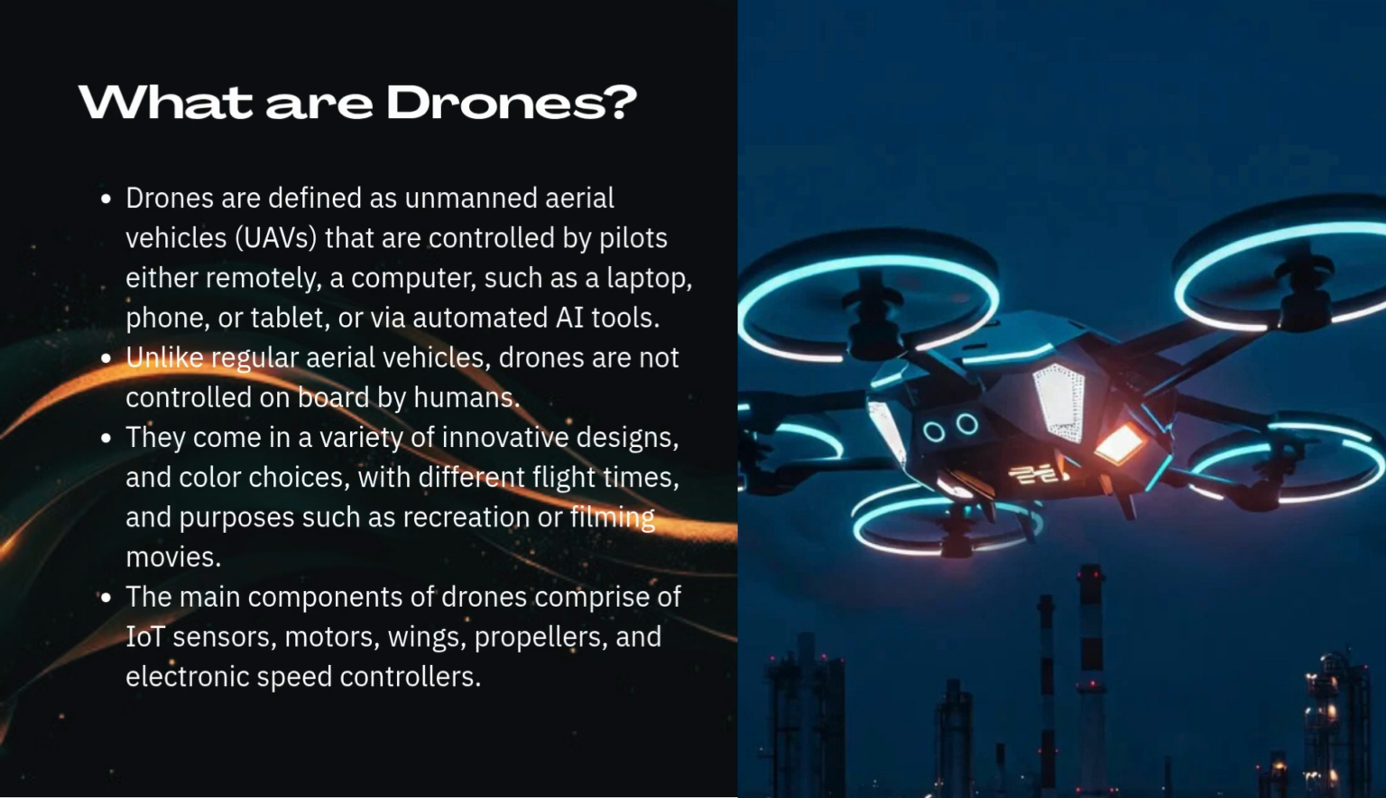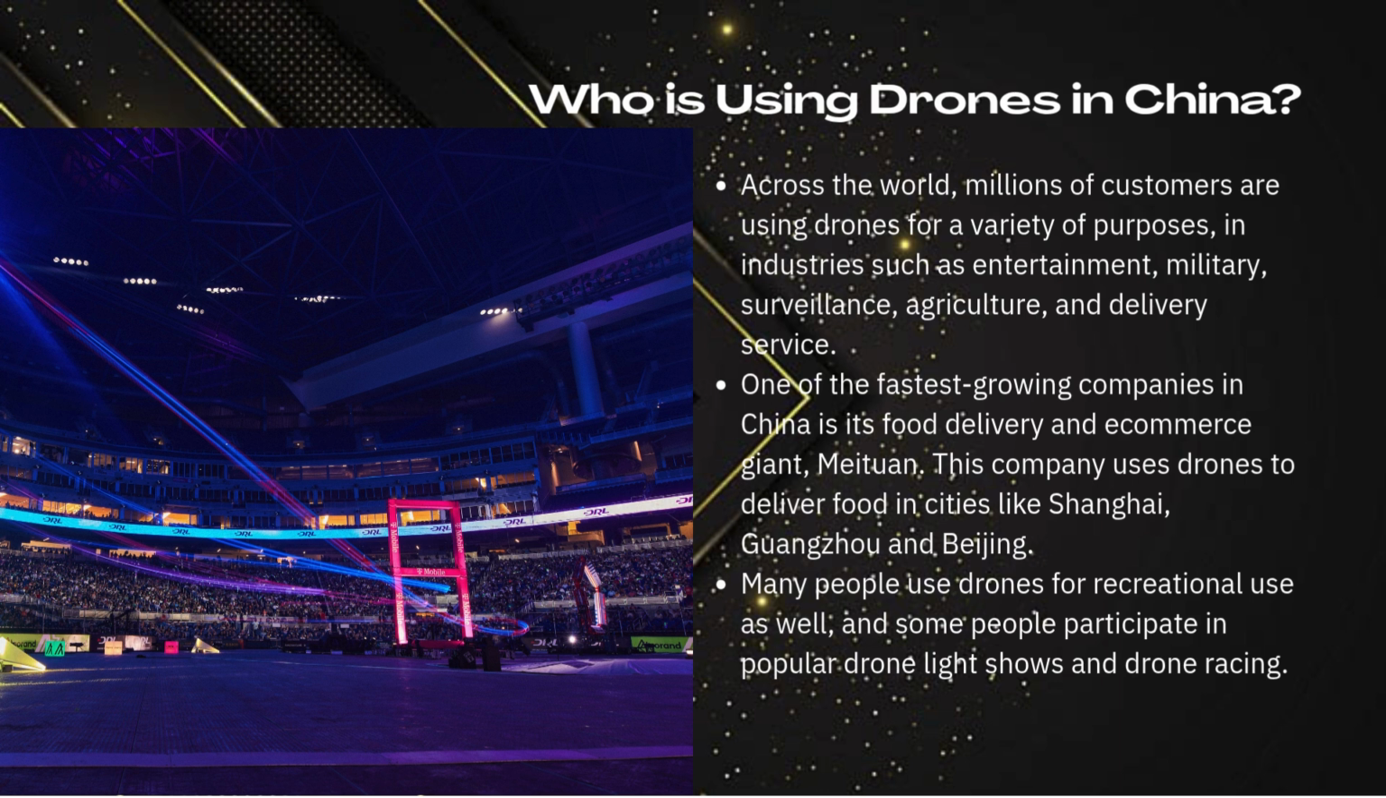They come in a variety of innovative designs and color choices with different flight times and purposes such as recreation or film and movies. For flight times, there are two modes. One of them is flying, the other is navigation. The main components of drones comprise IoT sensors, motors, wings, propellers, and electronic speed controllers. Across the world, millions of customers are using drones for a variety of purposes in industries such as entertainment, military, surveillance, agriculture, and delivery service.